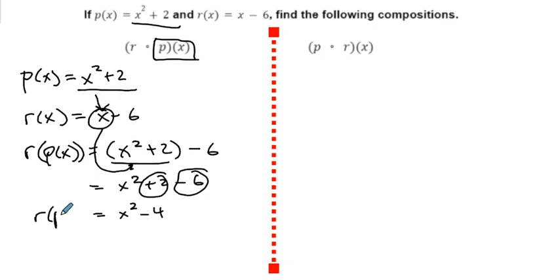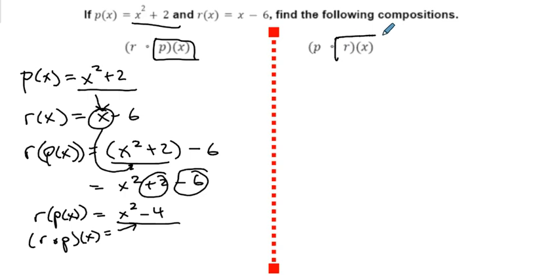Right, and that is what r of p of x is. So both the same thing. That's what we got. So that's the general idea here: just figure out which one you're plugging in, and then the one that's getting plugged into, replace the x's with the thing you're plugging into it, okay?